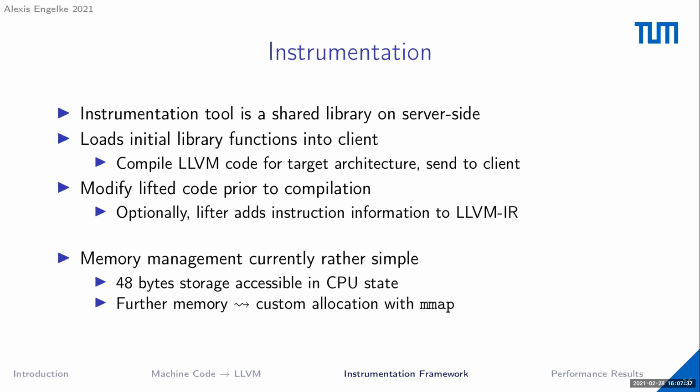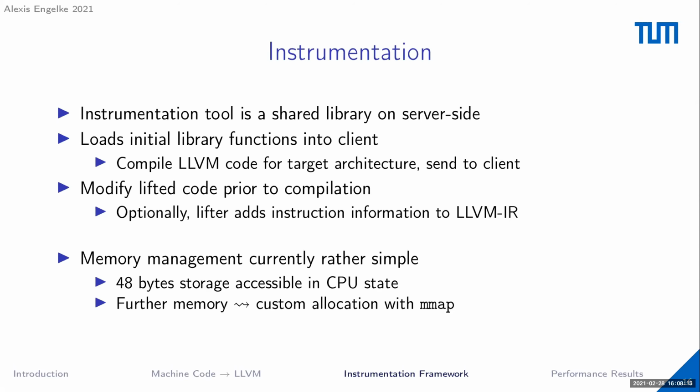One problem is memory management, which is currently rather simple. Currently there are 48 bytes of storage accessible in the CPU state for the instrumentation tool. If the tool needs more memory, for example because it wants to shadow main memory, it currently needs to do the memory management itself. This is kind of tedious because the tool runs on the server side, which is a different process, so it can't directly access client memory. So it needs to have its own client functions for memory management. This is currently a bit ugly, but it's not a real limitation.